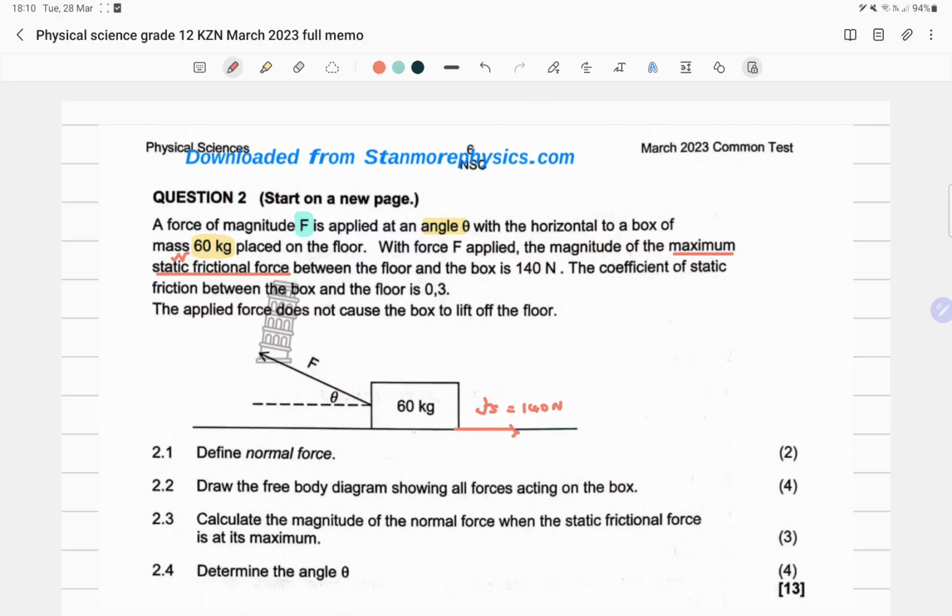Anyway, so we can see that it is neither going into the ground nor being lifted off the ground. So these things need to really be clear in your head.